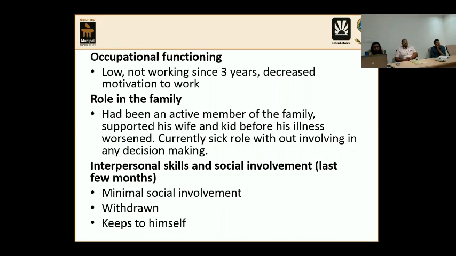Interpersonal skills and social involvement in the last few months: minimal social involvement, withdrawn, keeps to himself. This is the information we have got from the reports of the Australian discharge summary.